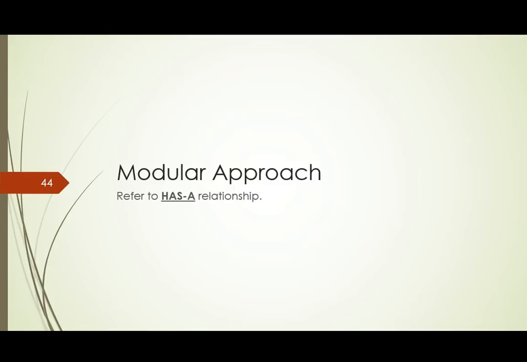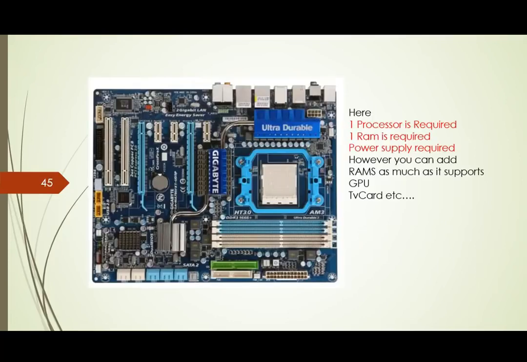So let me give you another example that you see in the market. That's your motherboard. Your motherboard is designed in such a way that it works even if some of the things are not there. It requires a processor and RAM, and a power supply, of course. But other than that, if you don't have a GPU, it will work just fine. Some motherboards really require a GPU, but in most cases, a motherboard doesn't require a GPU or additional RAMs. If you have one RAM, it just works fine. If you want to add many RAMs, you can add as many as you like. So that's the modular approach. And you can also add your TV card to your motherboard so that you can watch TV and so on.